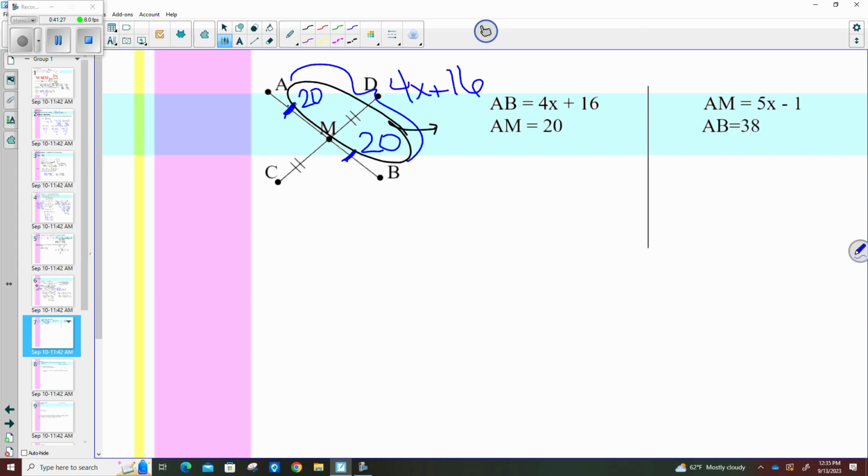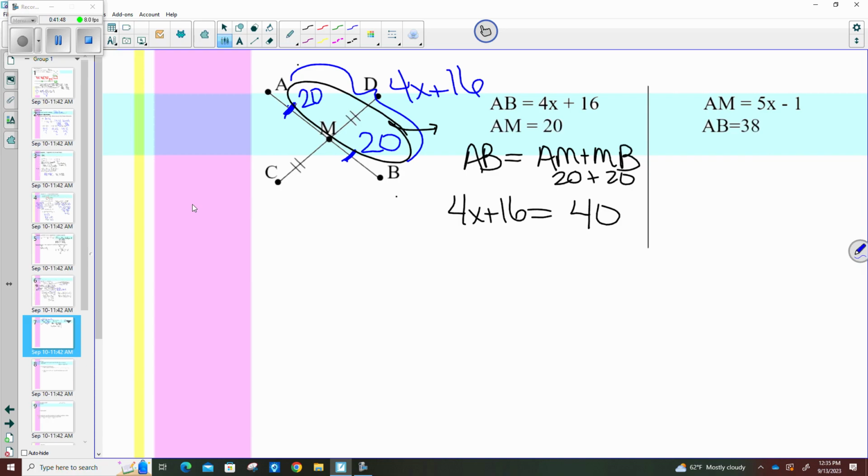All right, 20 and 20, AM plus MB. That's 40. But that's the same thing as AB, right? All together? And AB is the 4x plus 16.